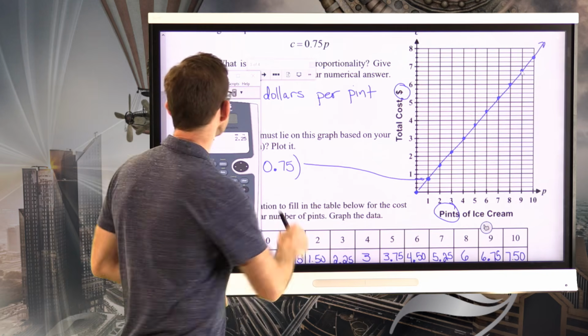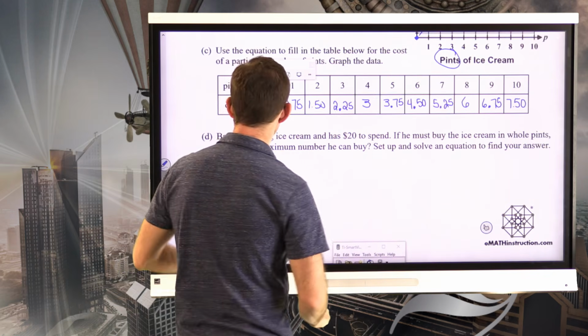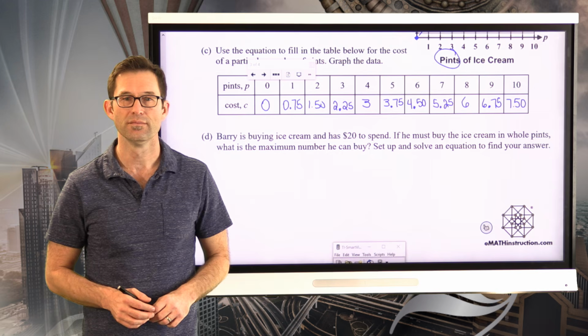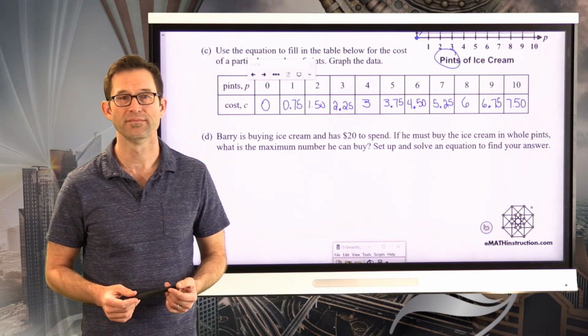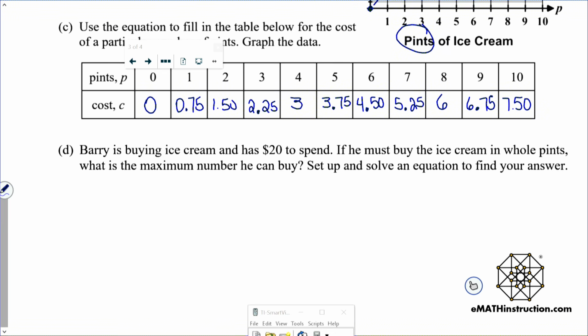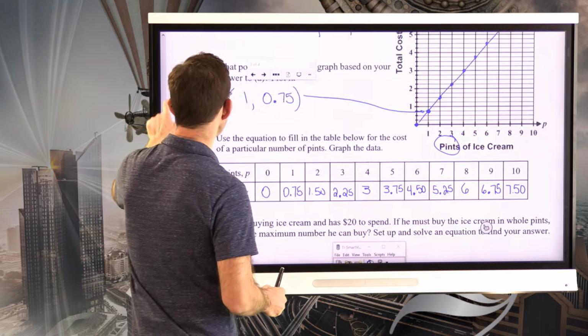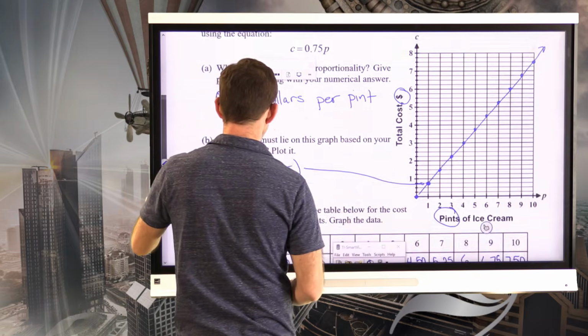All right, let's look at the last parts of this problem. Maybe move my calculator a little bit out of the way. Scroll down, letter D. Barry is buying ice cream and has $20 to spend. If he must buy the ice cream in whole pints, what is the maximum number he can buy? Set up and solve an equation to find your answer. All right, take a little bit of time and figure out how many total pints Barry can buy. All right, well, what I know is I know the cost is 0.75 times the number of pints.